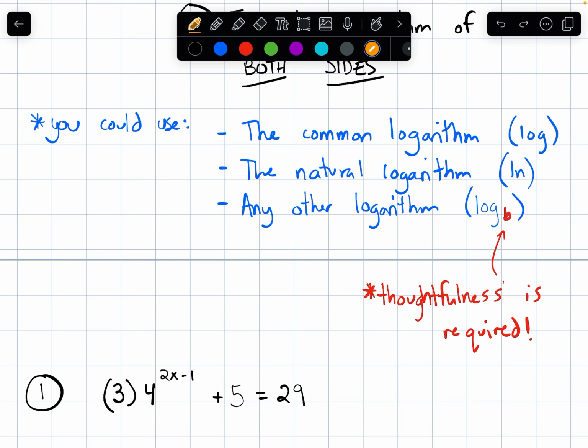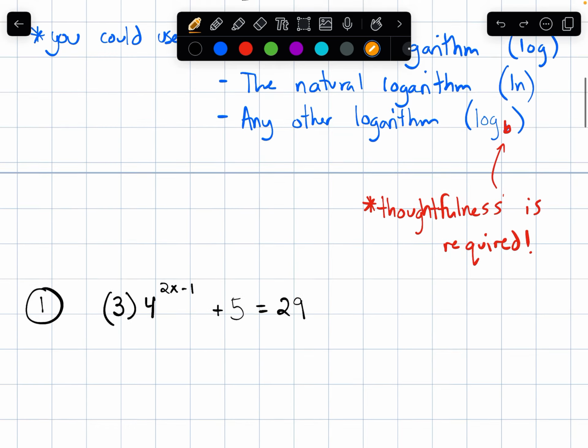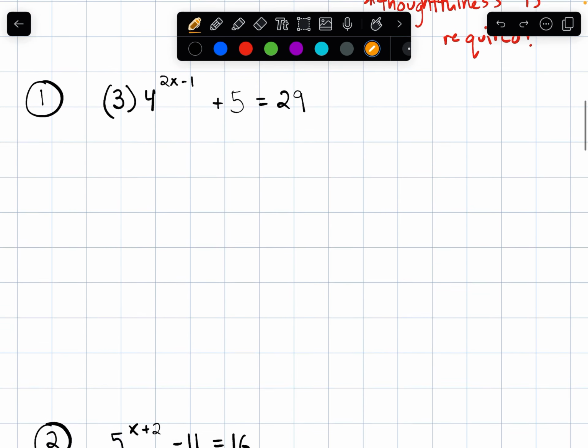But if you do it this way, you just kind of want to be intentional, all right? And what I mean by that is that you have to pick certain numbers that are going to make your life a little bit easier for you, all right? So let's get into problem number 1, and let's try to solve this.